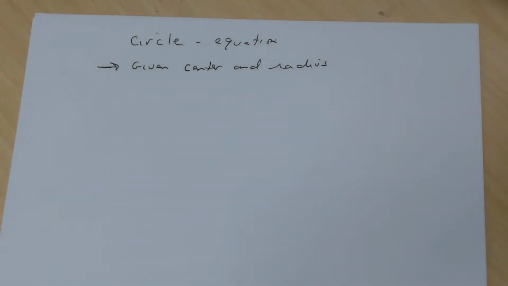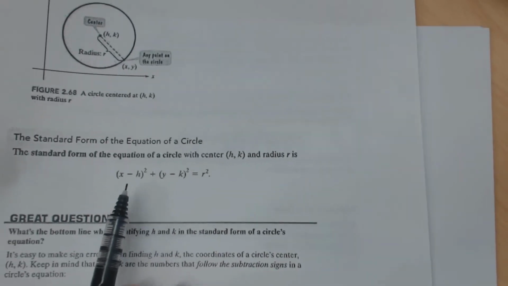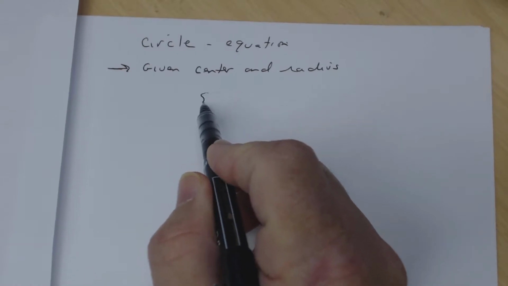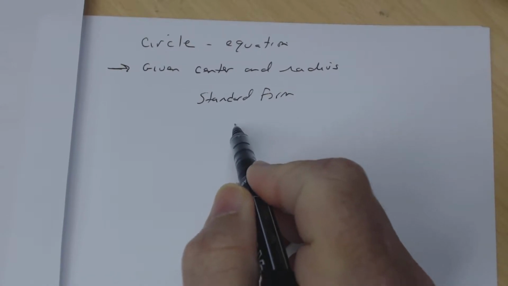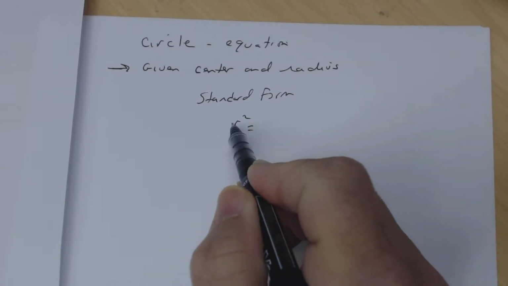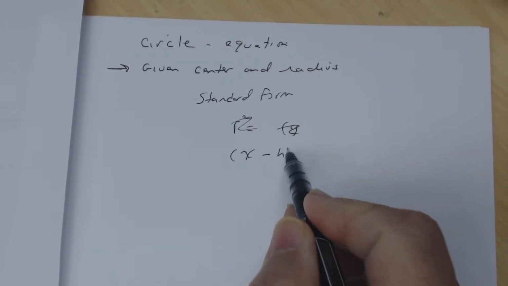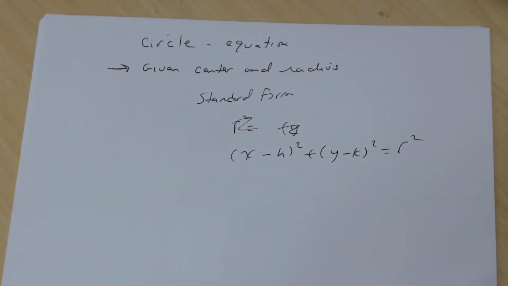Now, in a previous lesson, you saw what the equation of a circle looks like. That's the standard form of the equation of a circle. So it looks like this: x minus h squared plus y minus k squared equals r squared. All right, so that's the standard form for the equation of a circle.